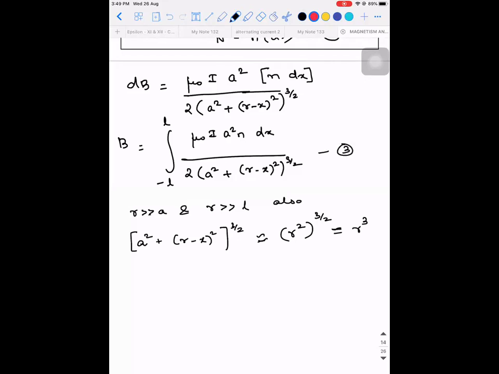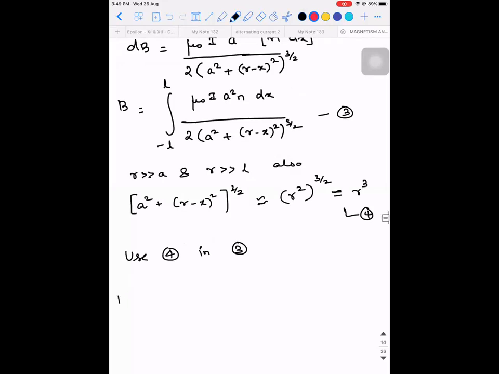So if I call this expression 3 and this expression 4, then I will use 4 in 3. Then what will be the value of B? B will be equal to the integral from minus L to L of mu naught I n a square dx divided by, what will happen to the denominator? That whole thing can be written as 2 R cube. Now tell me, what are all the constants that are present in the expression and what is the variable? Mu naught, I, n, a squared by 2 R cube. Is it a constant or a variable?